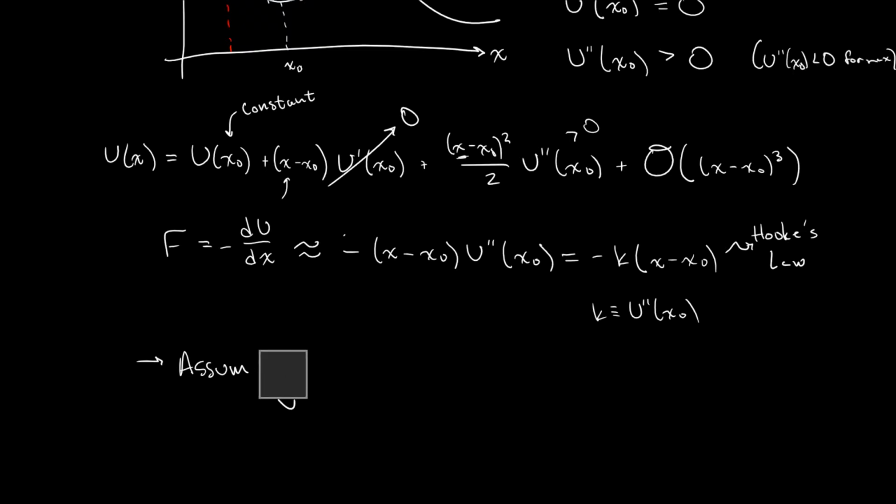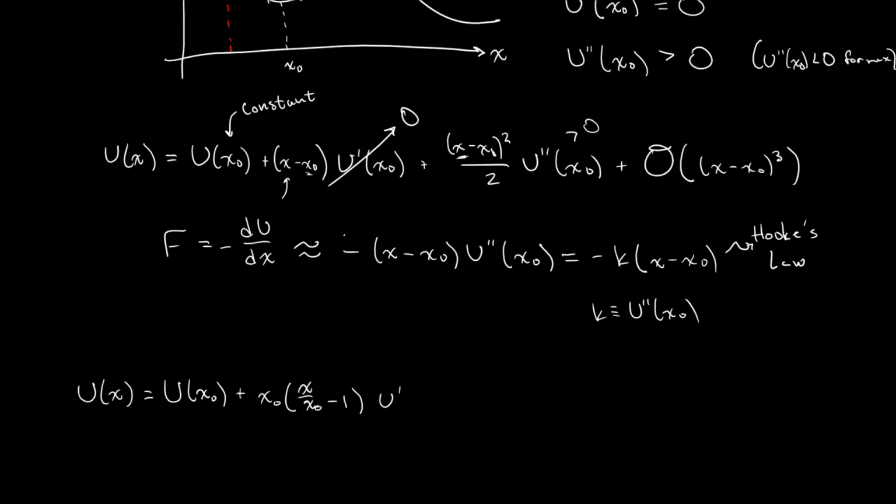What's probably a better way of writing this, and this is actually what I'll do in the next example, is, okay, say x has some dimensions. It has units to it. What I really should probably do is something like this, where I maybe divide out x naught, and so I'll say that x naught times x divided by x naught minus 1 times u prime x naught plus x naught squared times x divided by x naught minus 1 squared over 2, and so on. And my definition of small now is actually very clear.